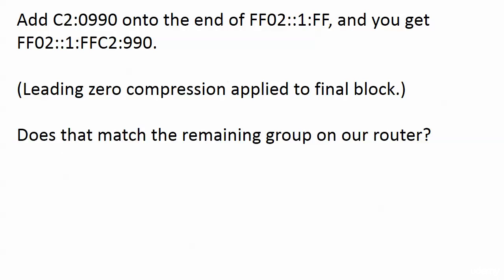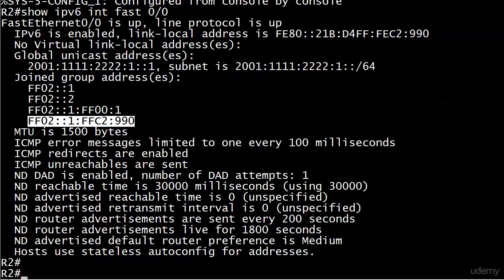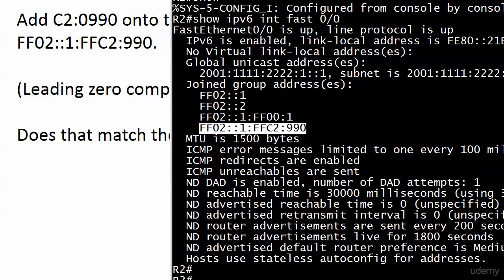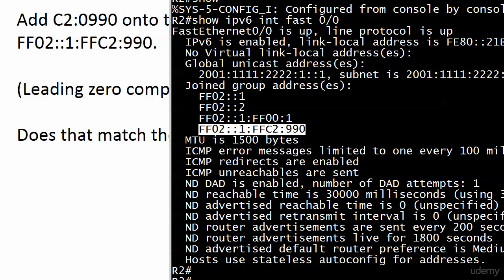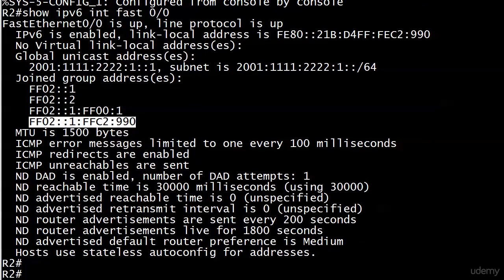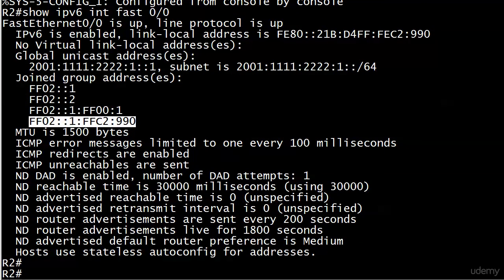C20990. So you tack that on to the end of the SNMA group, and that's what you get. FF02::1:FFC2:990 with leading 0 compression, of course, applied to the final block. Does that match the last remaining group on the router? Man, I hope so. Let's take a look. And it does. Already highlighted. So we've got that one right there, FF02::1:FFC2:990. The theory is right on, and we'll take that.